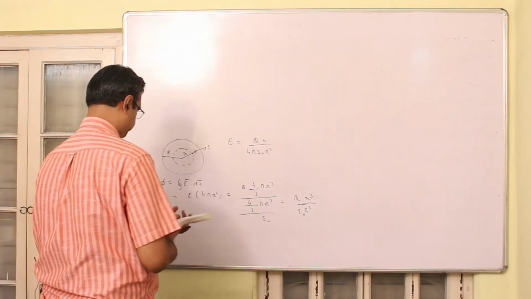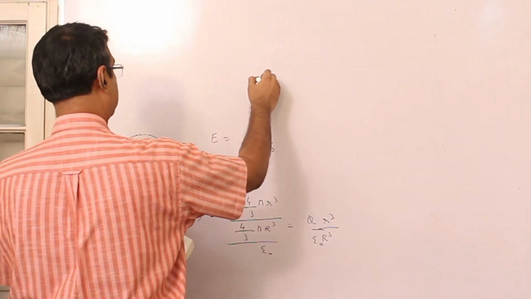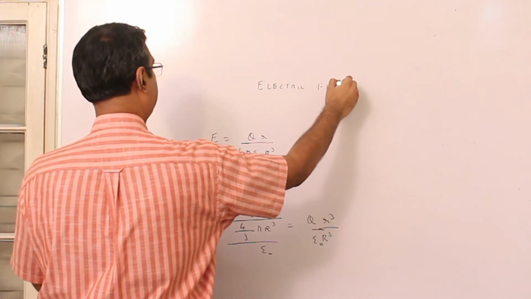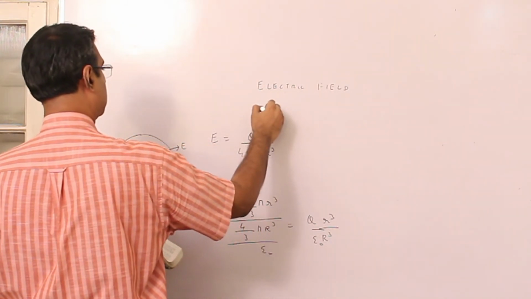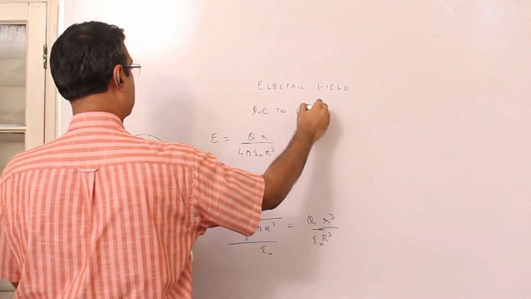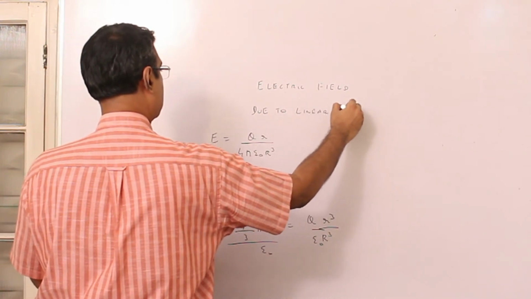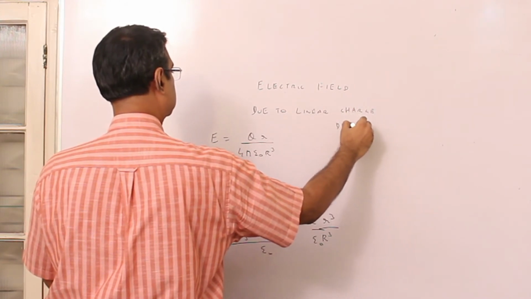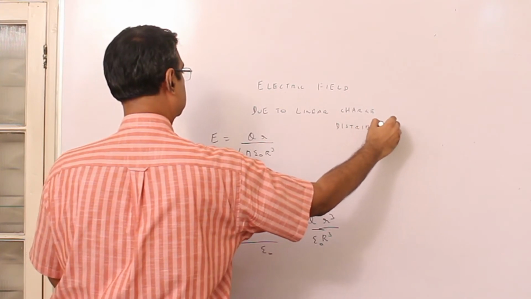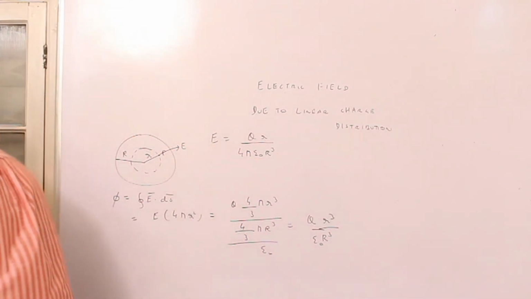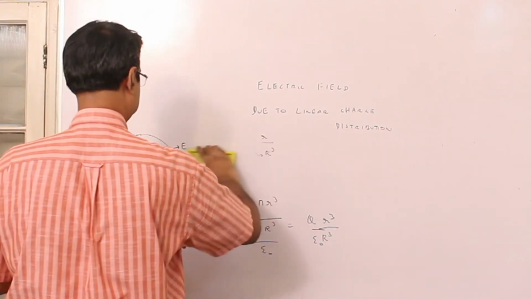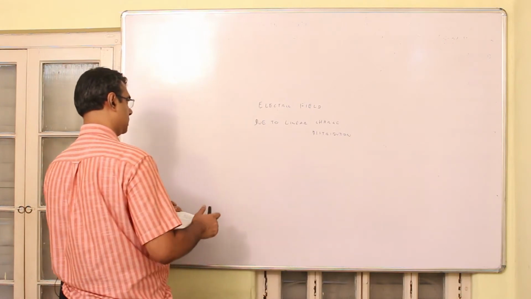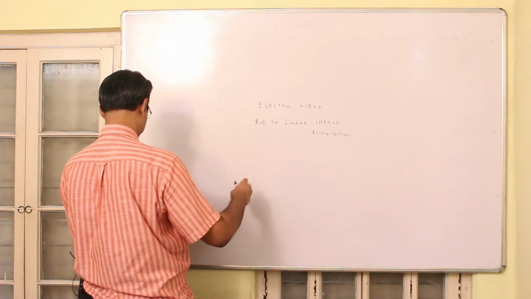So this is the formula to find the field at any internal point of a uniformly charged sphere. Now we come to the next application, that is field due to linear charge distribution. Now we come to the next topic, that is field due to linear charge distribution.